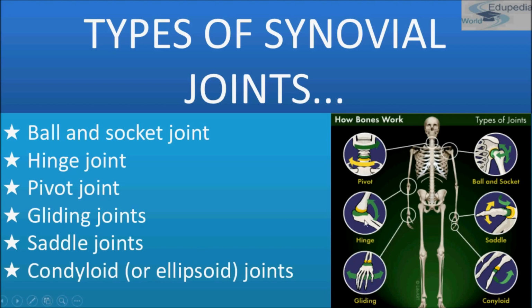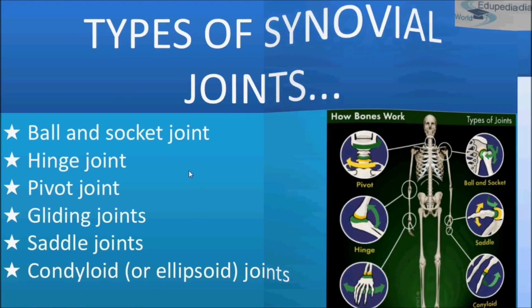Then comes the hinge joint. Hinge joint is also known as the knee joint. See, this is the knee joint, be it in the leg or in the forelimb. And then comes pivot. Pivot is between the atlas and the axis. See, this is the axis and this is the atlas, so it is found in the neck portion. So these are the 6 synovial joint types.